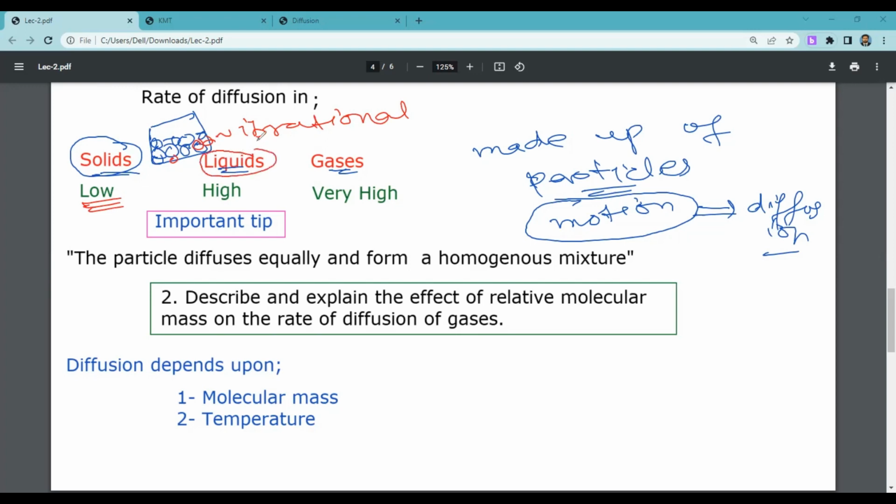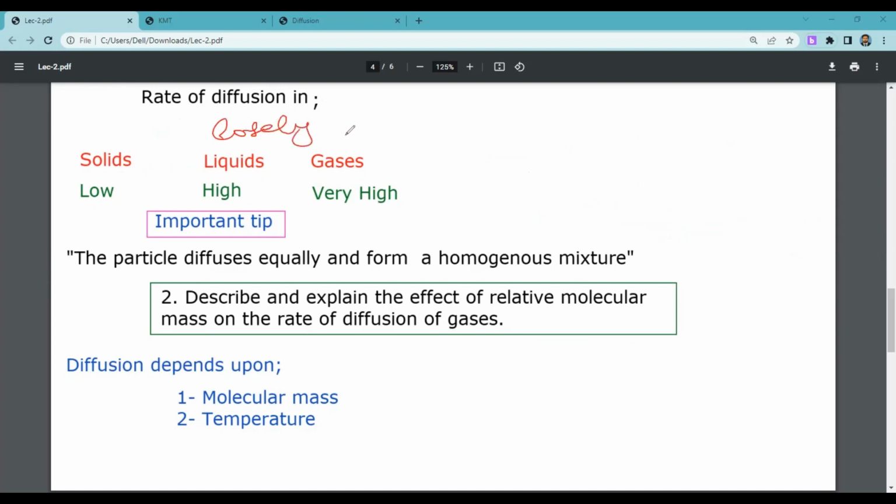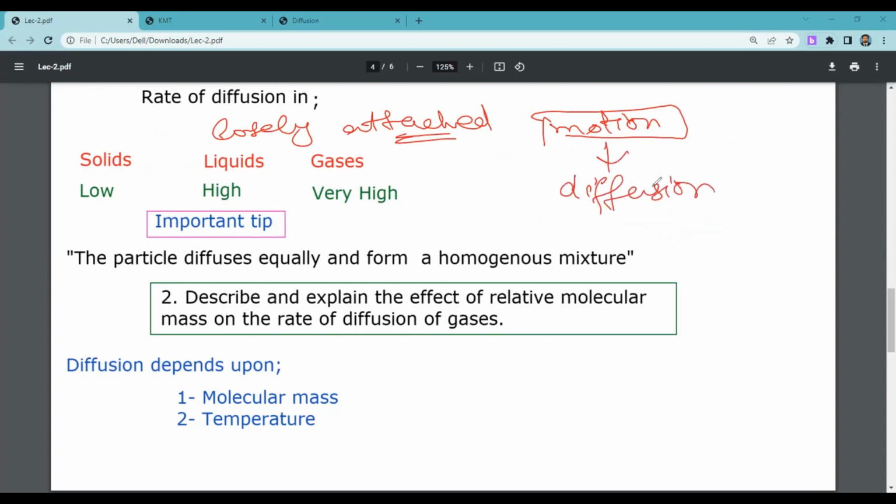Similarly, in liquids, the particles are loosely attached and spaces are present in them. Therefore, they have motion. Due to motion, the phenomenon of diffusion will occur. For example, if we put a drop of ink in water, it will spread out in the whole water. This is the phenomenon of diffusion.